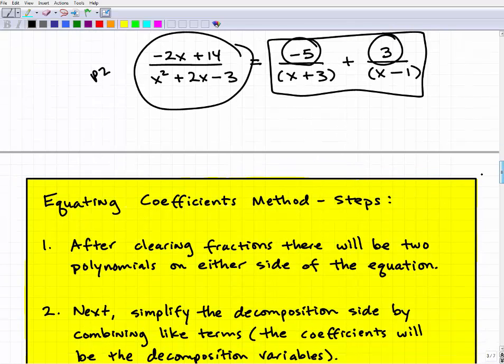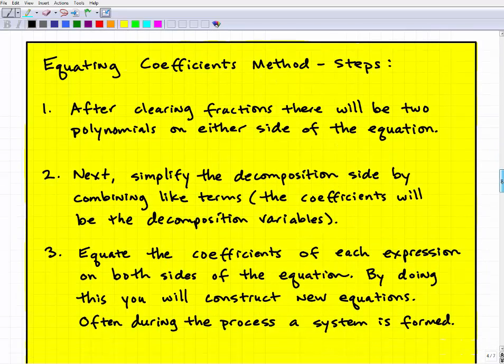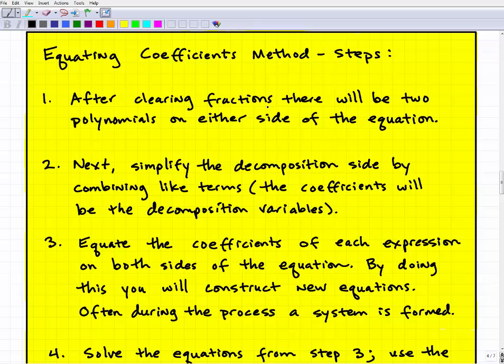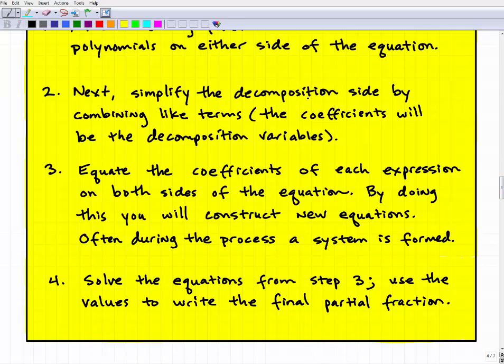Just stick with it, see how I do the problems, go back and review, and just keep working with it. But here's some steps that you can follow. The first thing, after clearing fractions, there'll be 2 polynomials on either side of the equation. Next, you're going to simplify the decomposition side by combining like terms. The coefficients will be the decomposition variables.